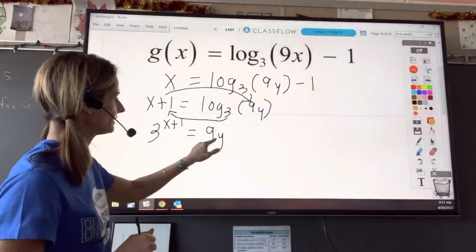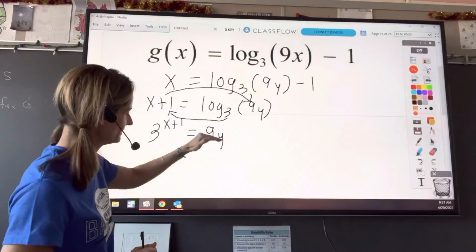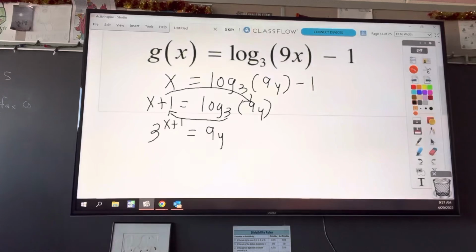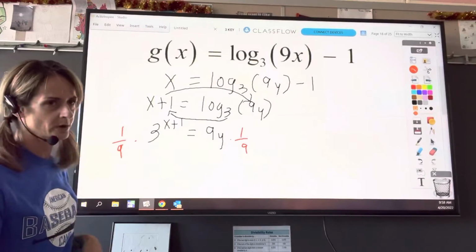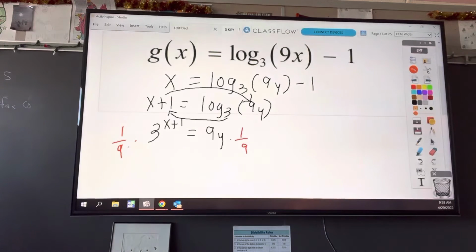So where are we at? We're gonna isolate this y. Currently it's being multiplied by 9, so we're gonna divide both sides by 9. And instead of doing that, I'm gonna multiply by 1/9. Because right now, if I put this 9 under this 3, I can't simplify that. This is a 3 to the x plus 1. So I'm just gonna leave it as 1/9 times 3 to the x plus 1 equals y. And I really should rewrite this, and I'm running out of room.